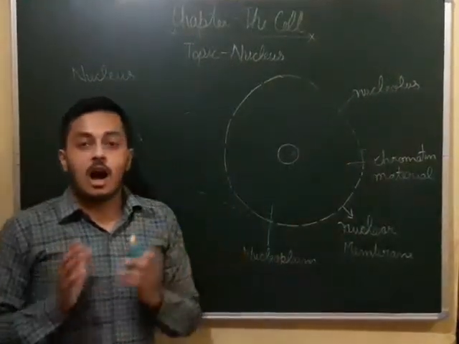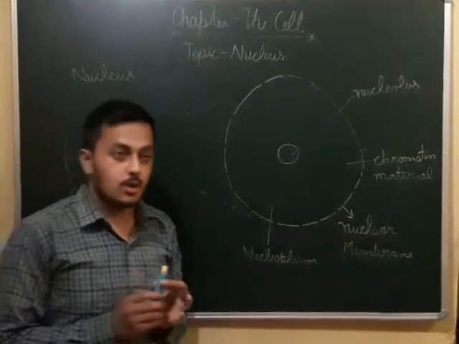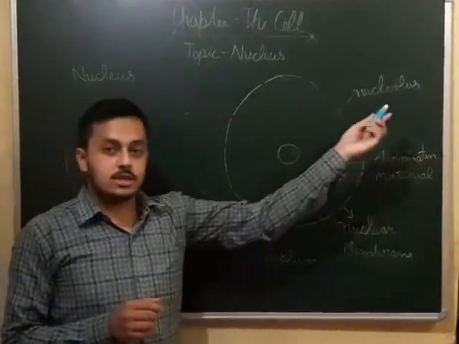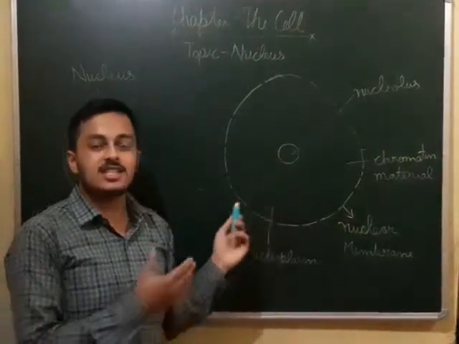Nucleolus is also known by the name factory of ribosomes. And what is the nucleolus? The nucleolus is a dense sphere inside the nucleus.